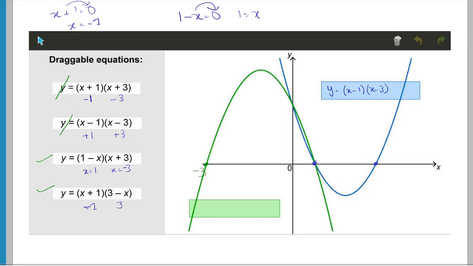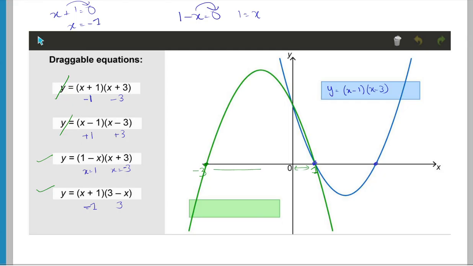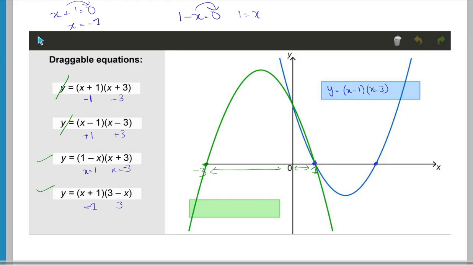negative 3 is supposed to be this value and 1 is supposed to be this value. Why? Because if you look at the magnitude, 1 is closer to 0, right? And negative 3 is further away from 0. So automatically we will assume that this is going to be the answer as 1 minus x and x plus 3. Because 3 is further away and 1 is closer. I hope this makes sense to you.